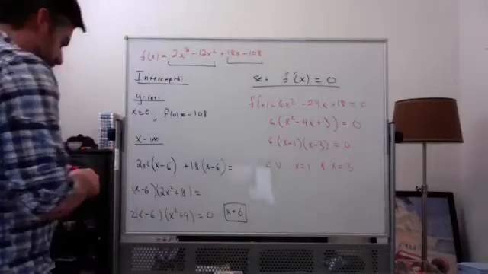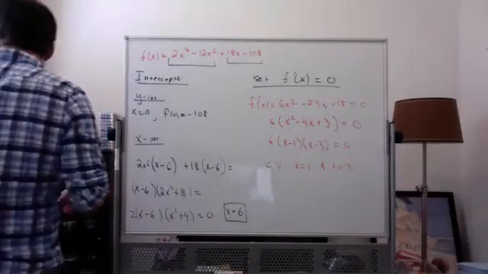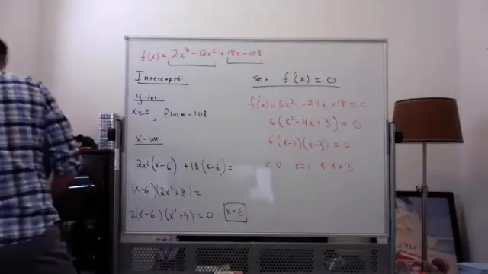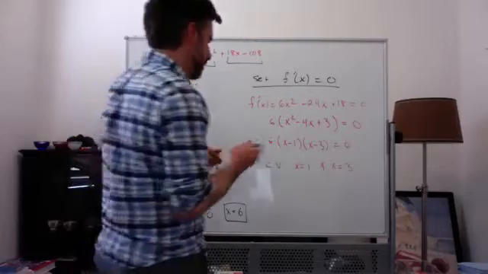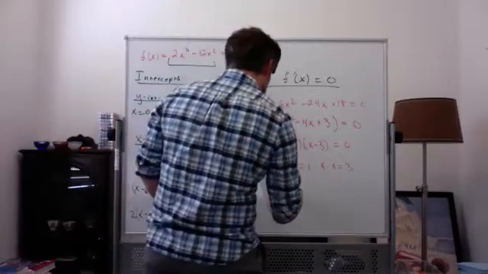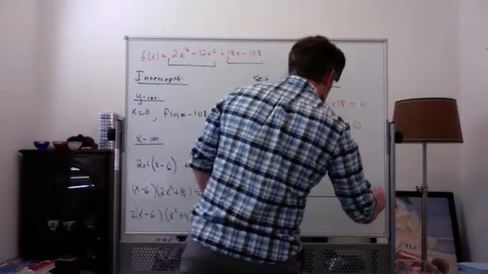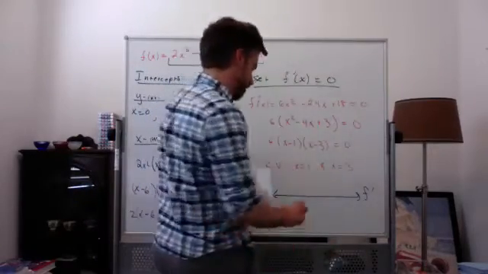Now I'm going to make a sign chart. I have time to open another new pen. I'm trying not to go through these pens too fast. Make a sign chart for the first derivative. I'm going to put the critical values on my sign chart.